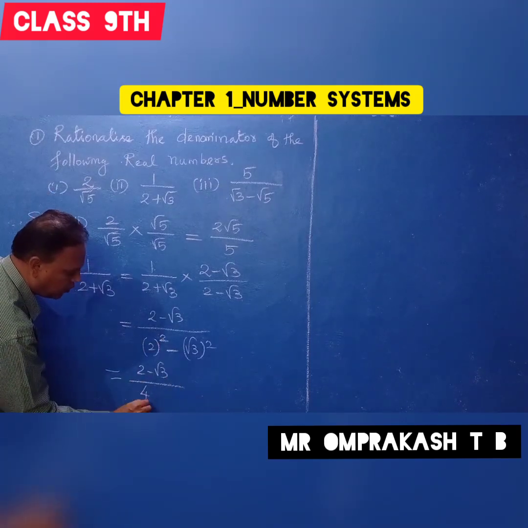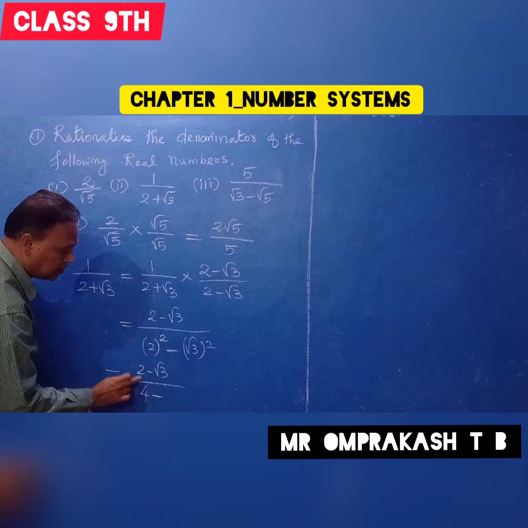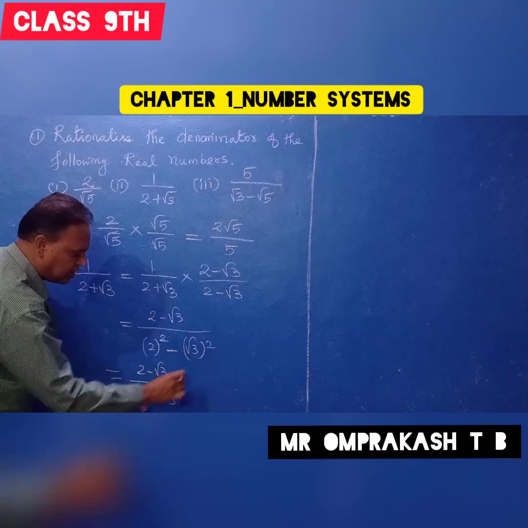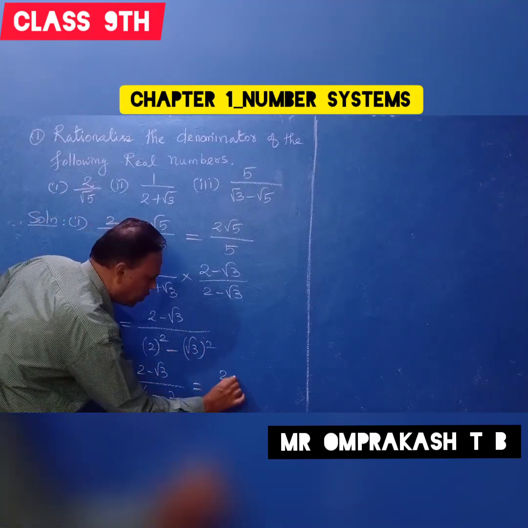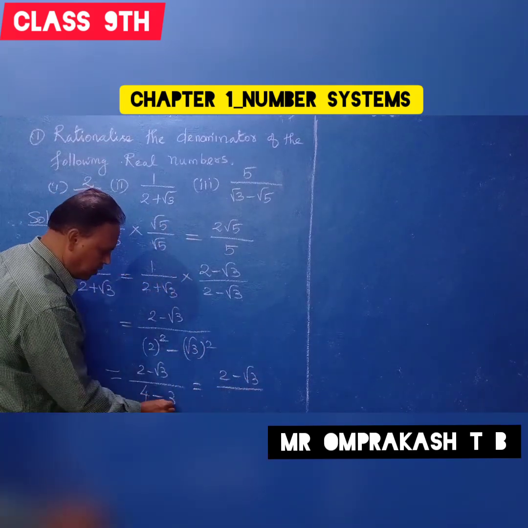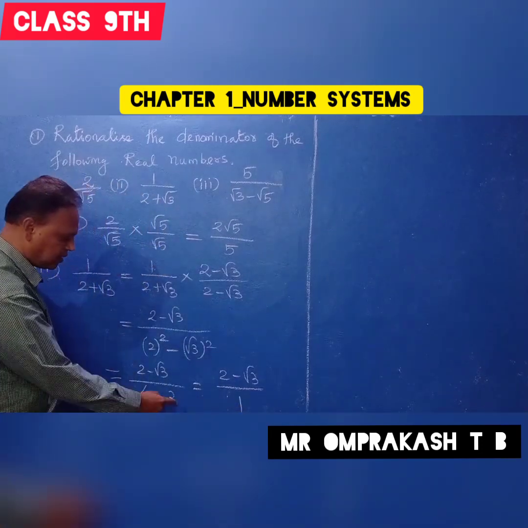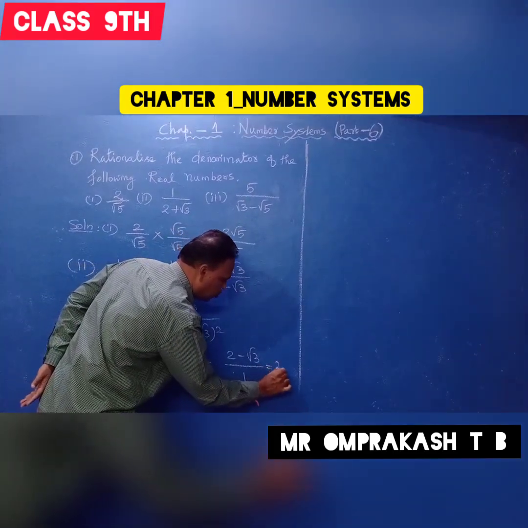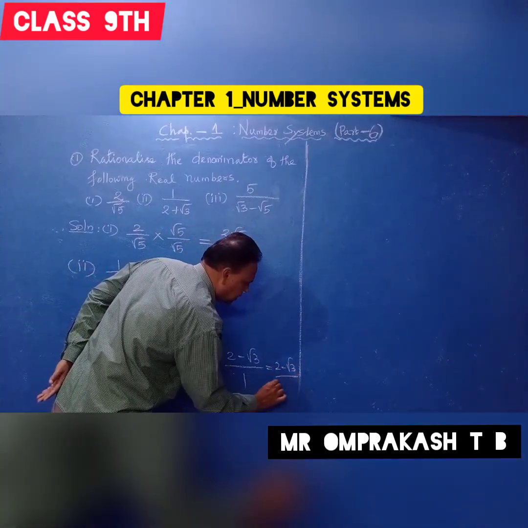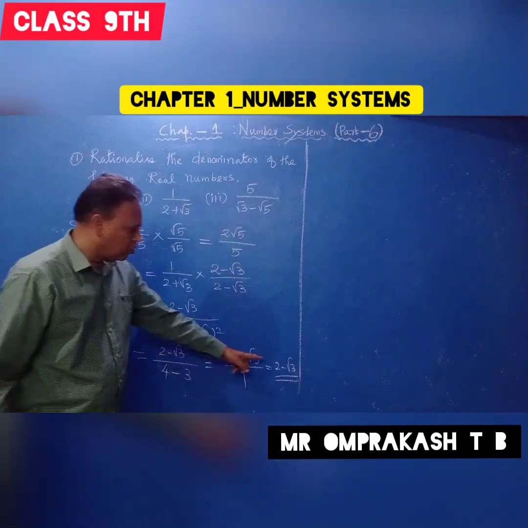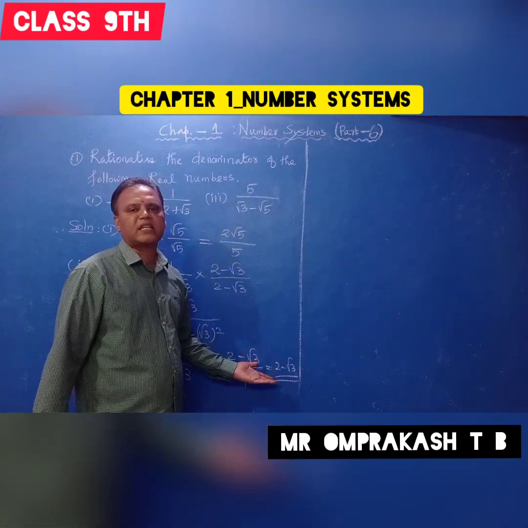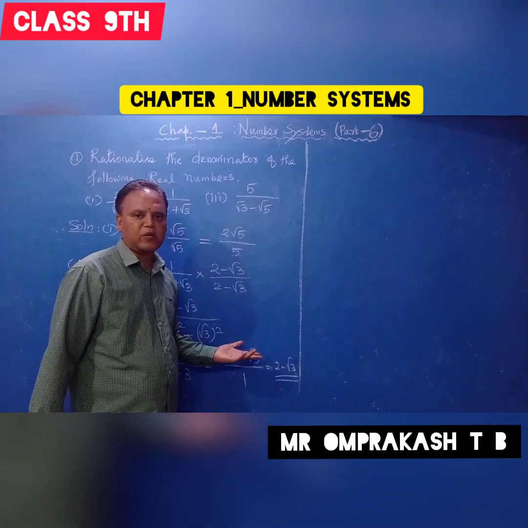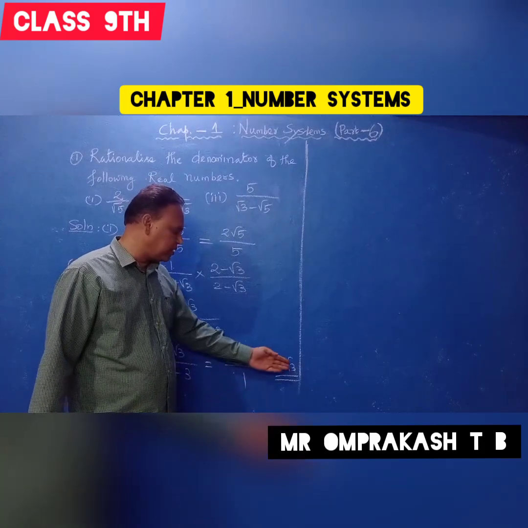Here 2 squared is 4, and root 3 squared is 3, so the root is cancelled. That is 2 minus root 3 by 4 minus 3, which is 1. Divided by 1 means we write the same thing: 2 minus root 3. That is the answer. The denominator is rationalized because 1 is a rational number.